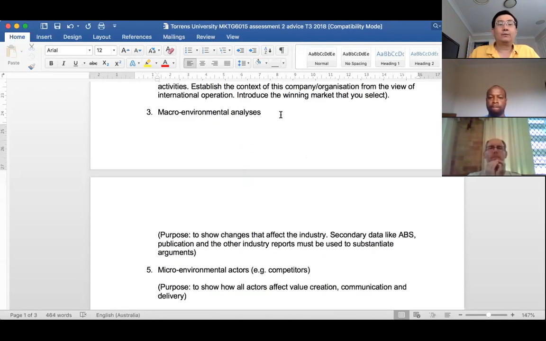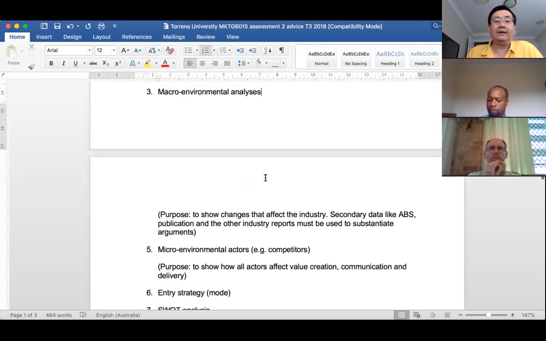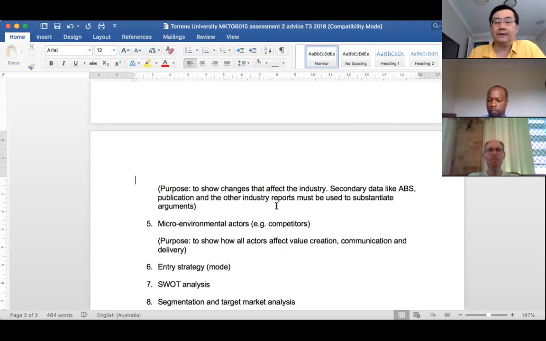And then we need to discuss the macro environmental analysis. Now again, this one here is actually taken from the previous assessments. You paraphrase it. If you have done thorough analysis already, you paraphrase it too, because we are not going to be able to cover everything, so you condense them. We are not going to be able to cover everything in these assessments.